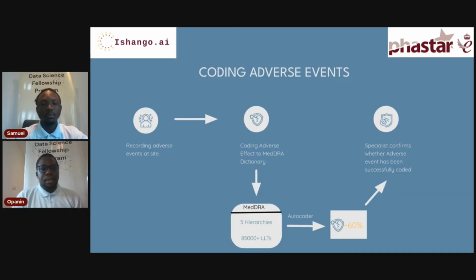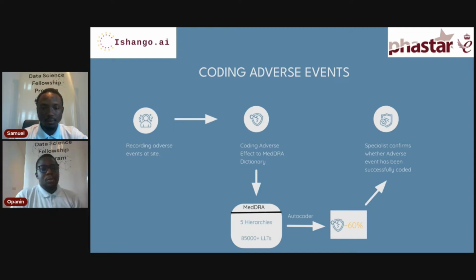So, in the event of clinical trials, the adverse effects that individuals who partake in clinical trials experience have to be recorded at the site. So they go to the site and record the adverse effect that they are experiencing. This data is then passed on to a data manager who has to match this term to a more standardized terminology provided in the MedDRA dictionary.